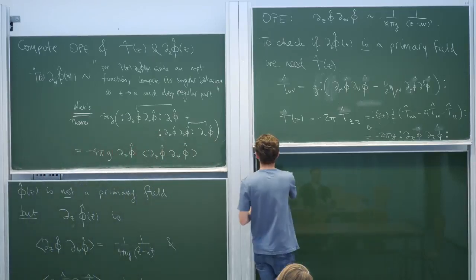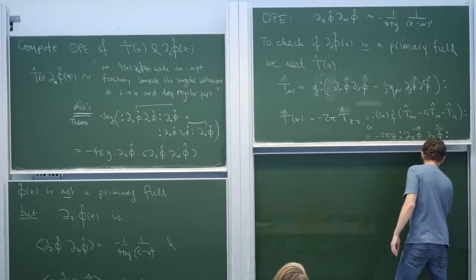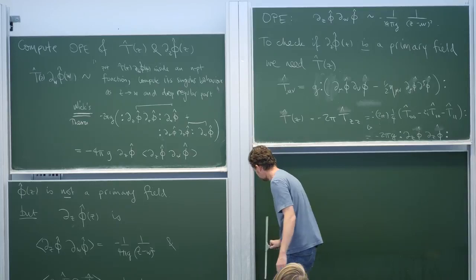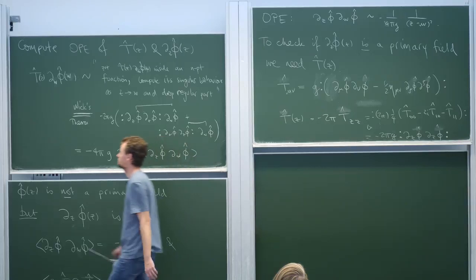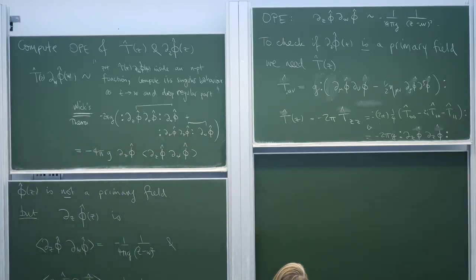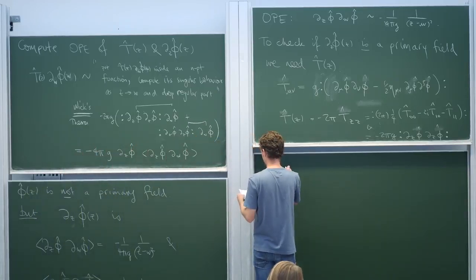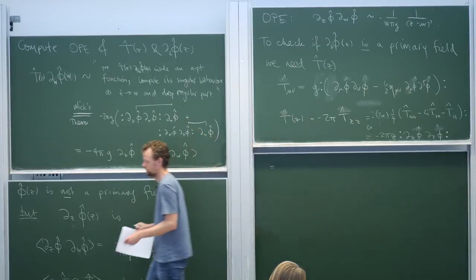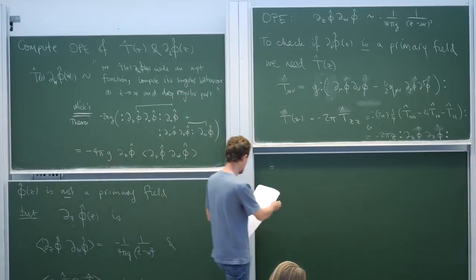And we know what this thing is here. That's 1 over (z minus w) squared. But we're not quite done yet, because it's not entirely in the right form of an OPE.